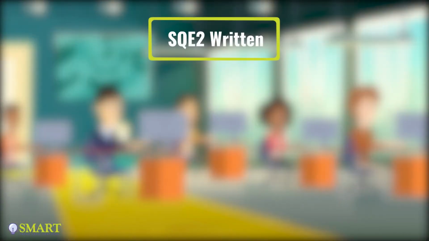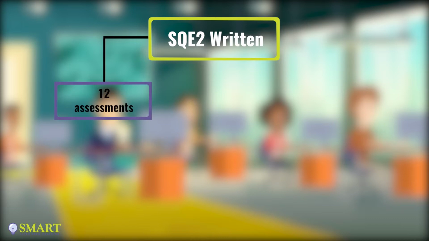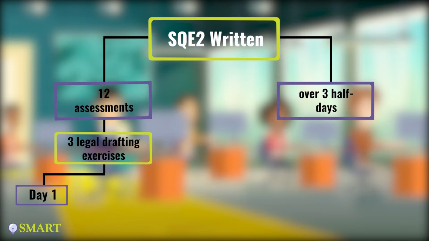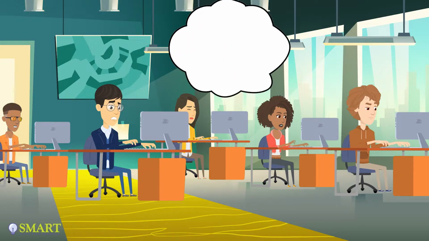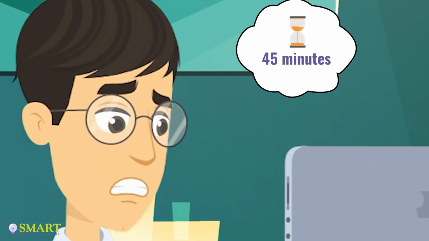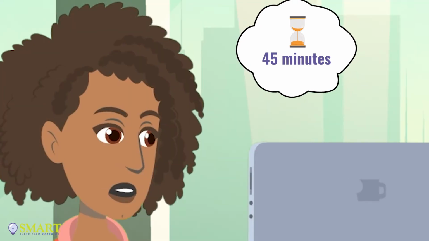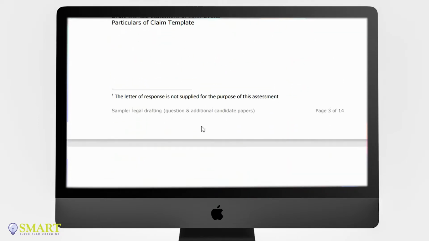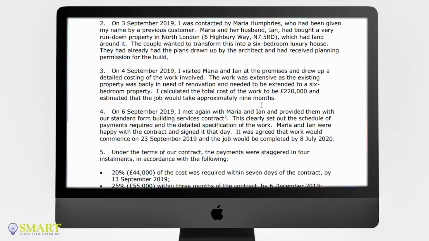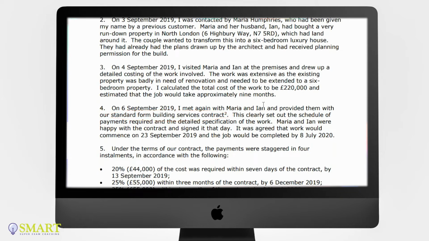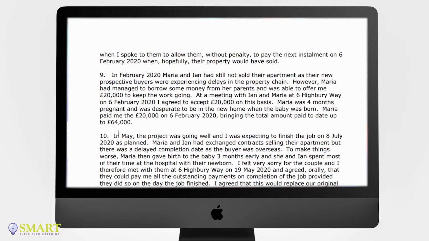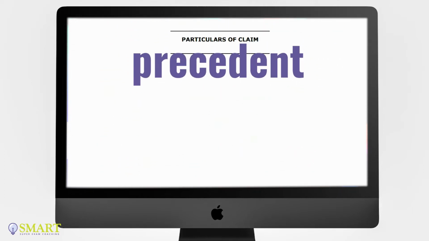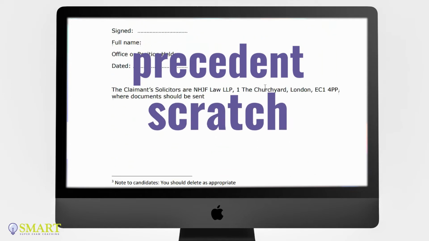The written part of the SQE2 examination comprises 12 separate SQE assessments over 3 half days, including 3 legal drafting exercises. Candidates will have 45 minutes to complete each legal drafting exercise. Within this time limit, candidates will need to review the assessment specification and supporting documents for SQE drafting, identify the relevant legal principles in the particular case, and draft a legal document or part thereof. This could consist of drafting from a precedent, amending an existing document, or drafting a new document from scratch.